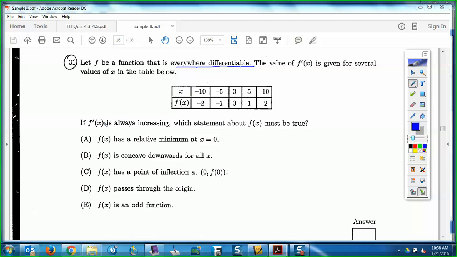That's what that means. So if f prime is always increasing, well, this is just a basic chart question, really, isn't it? If f prime is increasing, think back to the chart. What happened when f prime was increasing? What does that mean about f? Concave up. Is that down here anywhere?